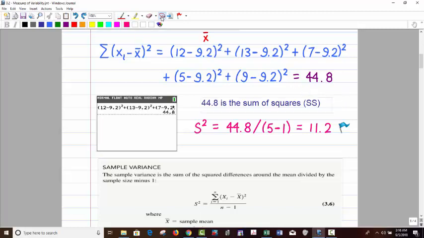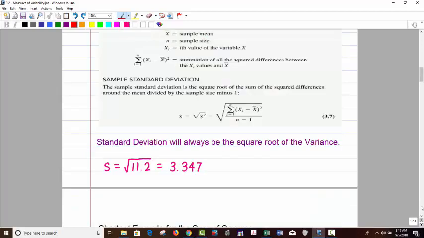And then you still divide by 5 minus 1, and you still get the 11.2. So if you are using just a regular kind of scientific calculator, you can choose either way to do this.